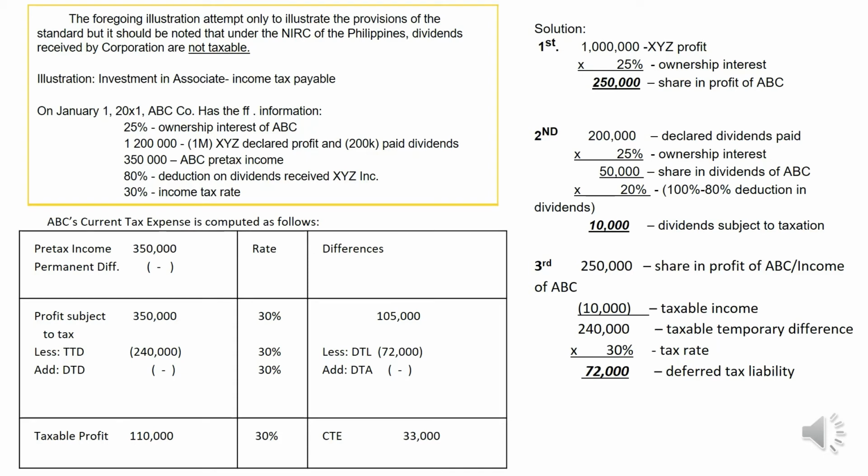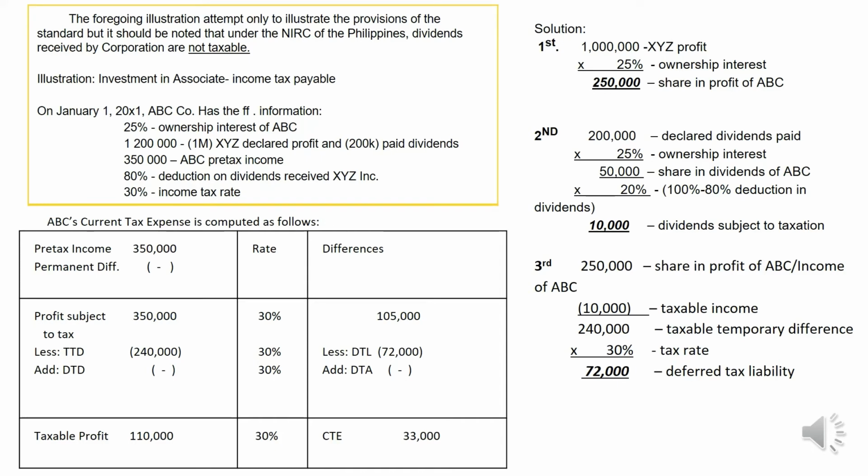Requirement: how much is the current tax expense for the year? First, kailangan alamin natin yung amount ng income or shares mula sa investment ng ABC Corporation, which is 250,000. Alamin din ang share sa dividends na dineclare ng XYZ Corporation. Dividend subject to taxation is equal to 10,000.